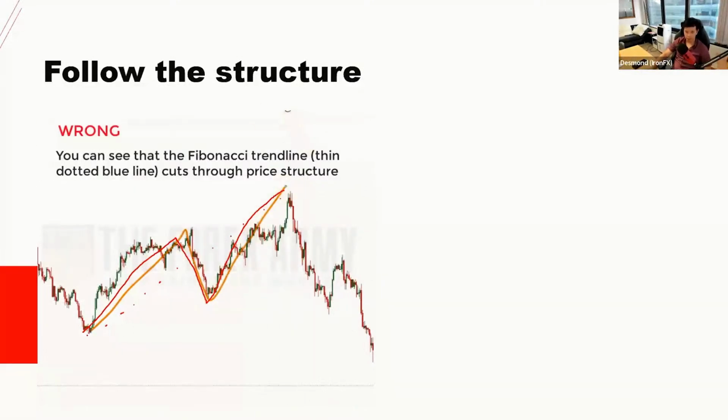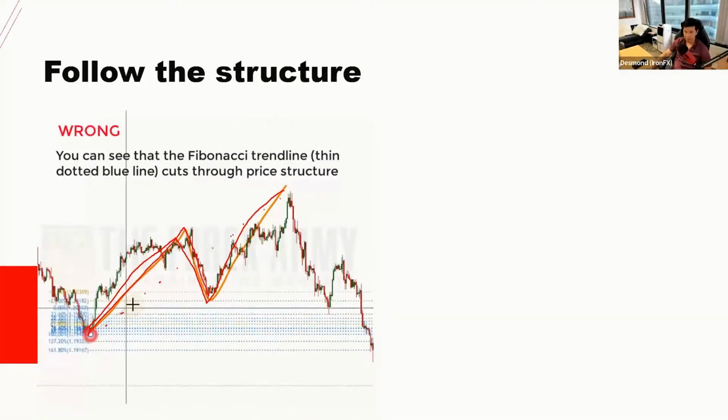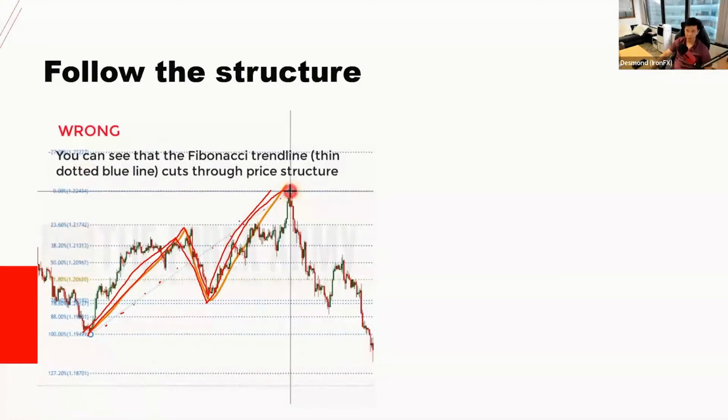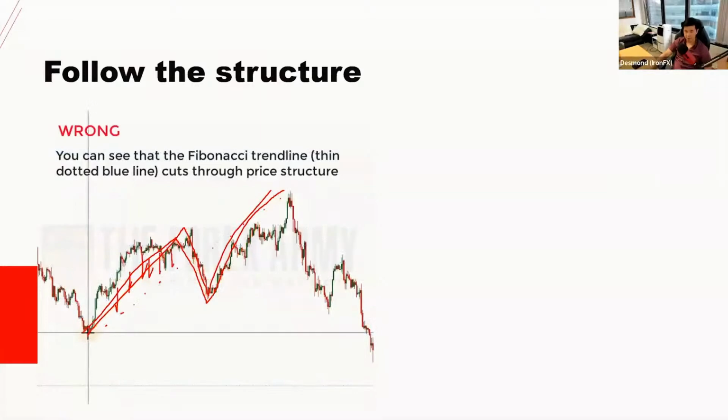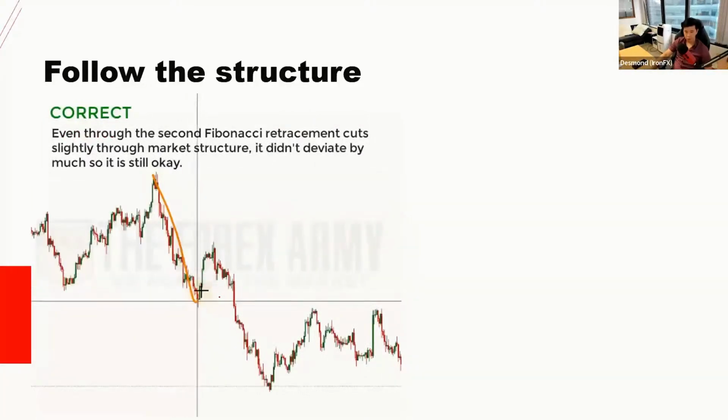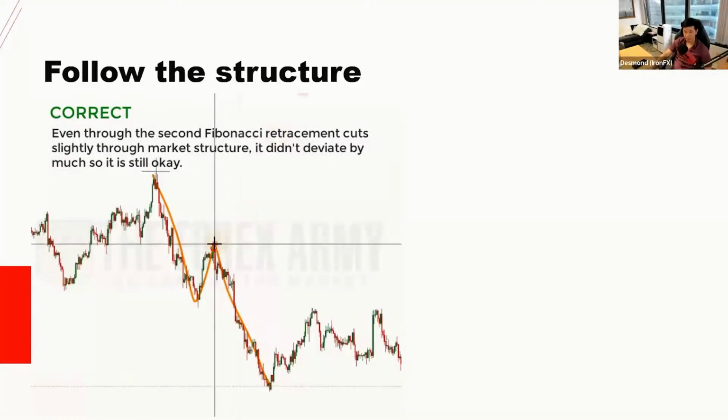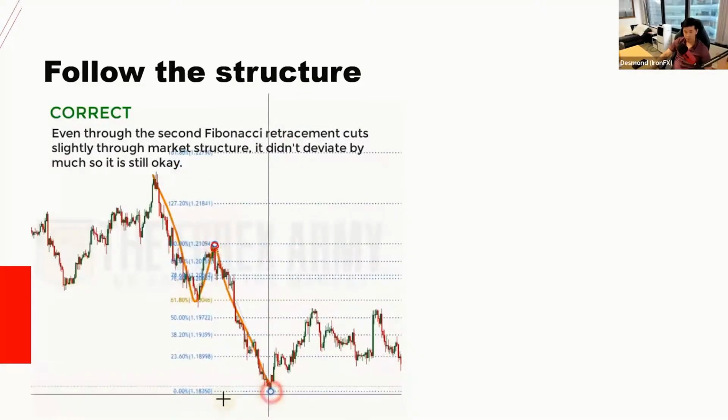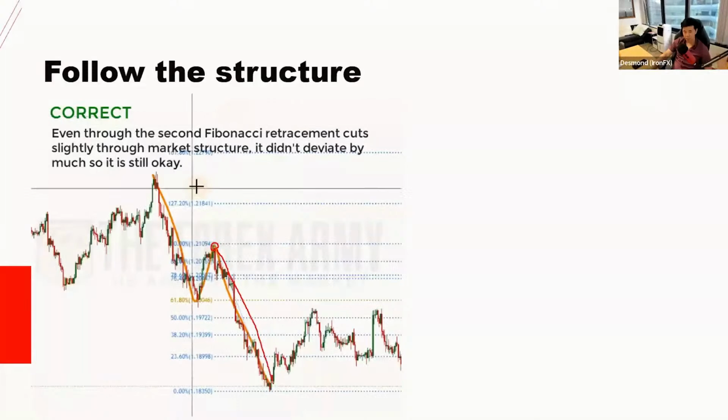In this example, when price is moving in this direction, the Fibonacci retracement is not very effective because price tends to deviate quite far from the dotted line. You compare that with this. When you draw a Fibonacci retracement like this, from here to here, you notice how nicely price follows it.